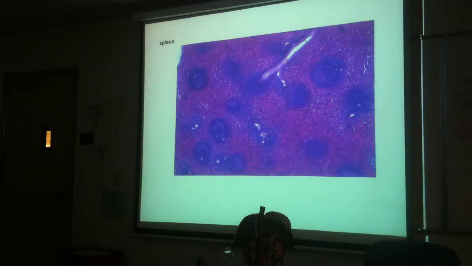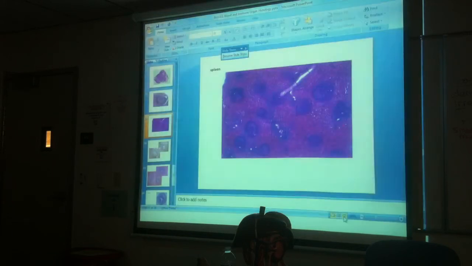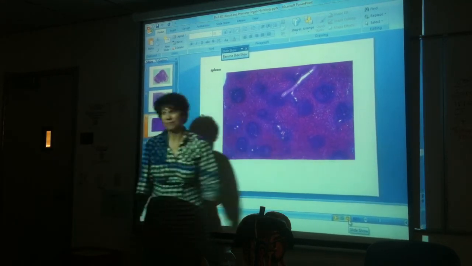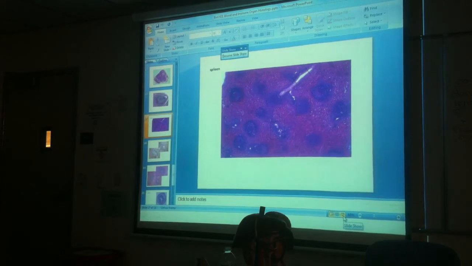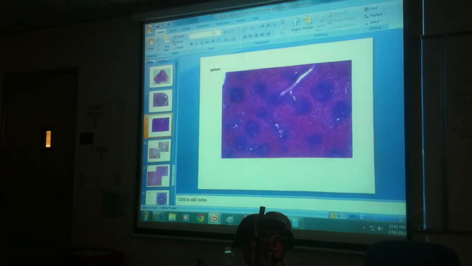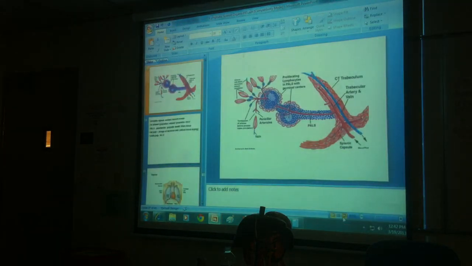Is there always a germinal center? Frequently, but that only means that it's been exposed to some antigen. So no, there doesn't have to be a germinal center. This one down here doesn't have one. This one doesn't have one. The light portion that's inside the dark purple, that would be the germinal center, not the central artery.